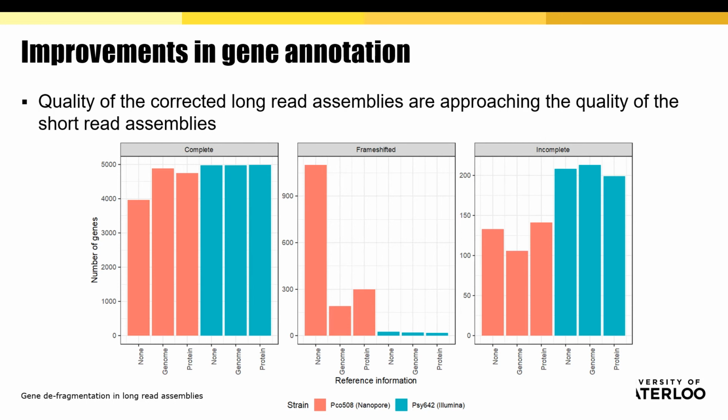And if you look at the two right plots representing the different types of fragmented genes, the majority of the improvements in the long-read assemblies were from the reduction of frame-shifted genes. And with these corrections, we were able to reduce the number of fragmented genes from 23.3% to 5.6%, which is nearly comparable to the short-read assemblies' 4.4%.